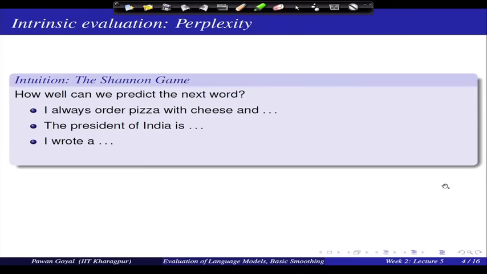I have the first sentence here: I always order pizza with cheese, and there is a word that you have to predict. Maybe you can say pepper or whatever. Similarly the second sentence, the president of India is, and you can predict the next word. Similarly in the third sentence, I wrote a, and you can predict letter or program or whatever. Now in my data I know what the words are that will fill up these blanks. Suppose I have 2 different language models, I'll find out which of these fills up these blanks better than the other one.